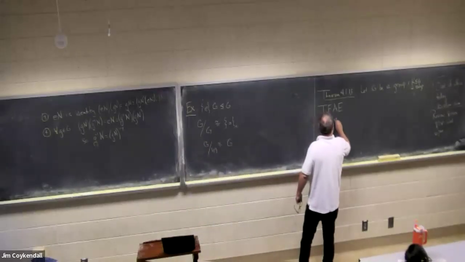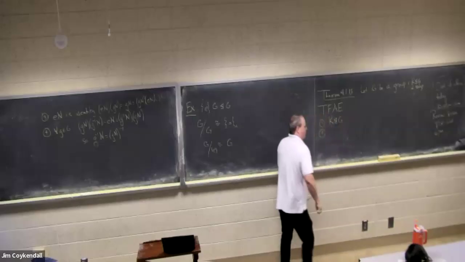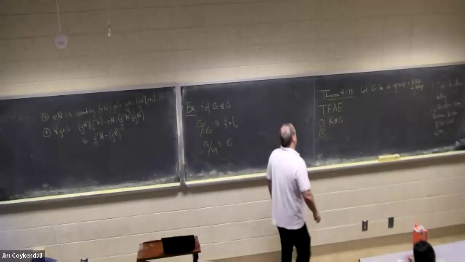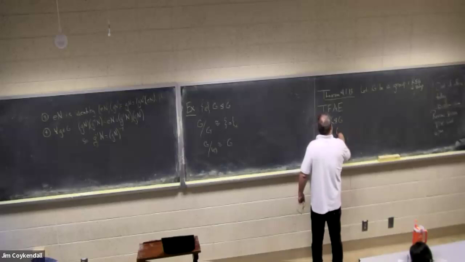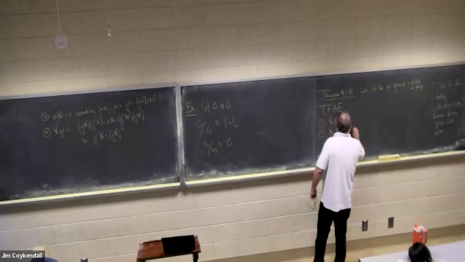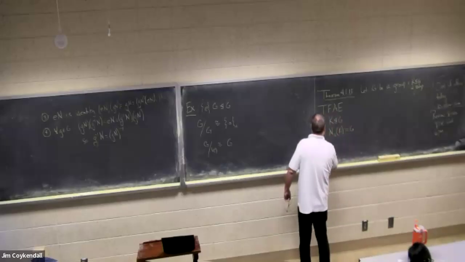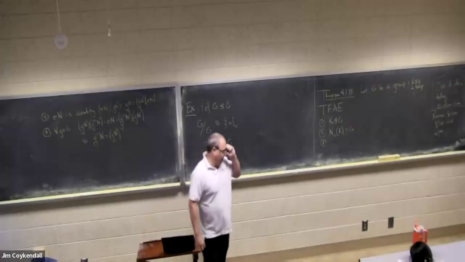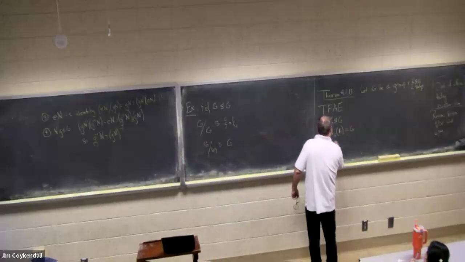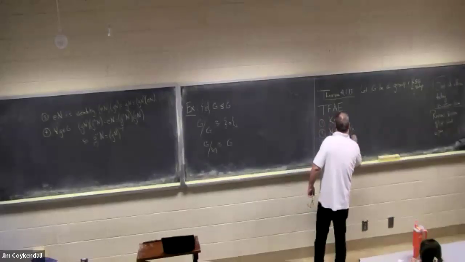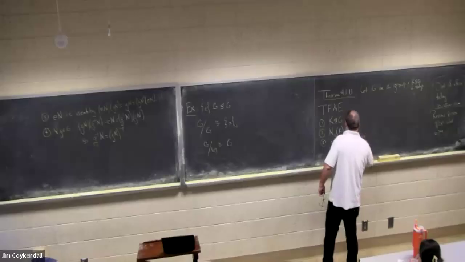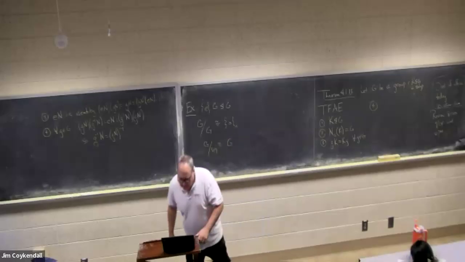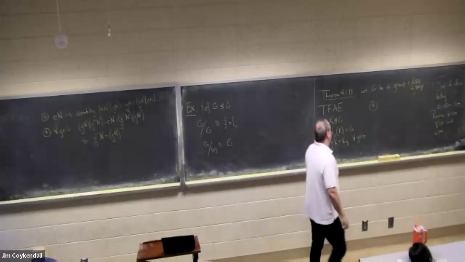Number one, K is a normal subgroup of G. Number two, the normalizer in G of K is all of G. Oh, wait, I'm not going to prove this theorem, because this is really a compilation of some of the stuff we've already done, but it's nice to put it in one place. Number three, the left and right cosets coincide. And number four, G mod K is a group.